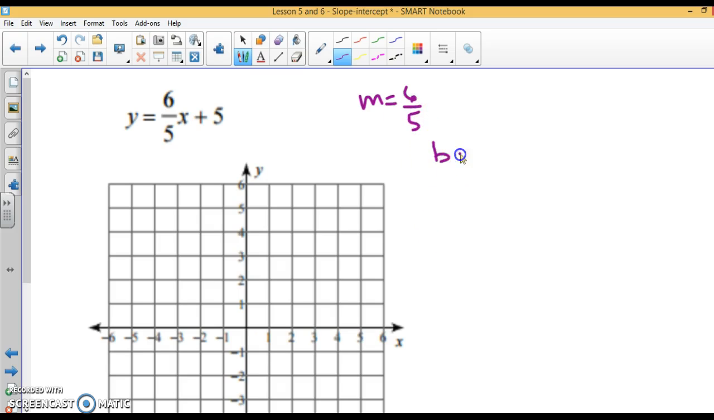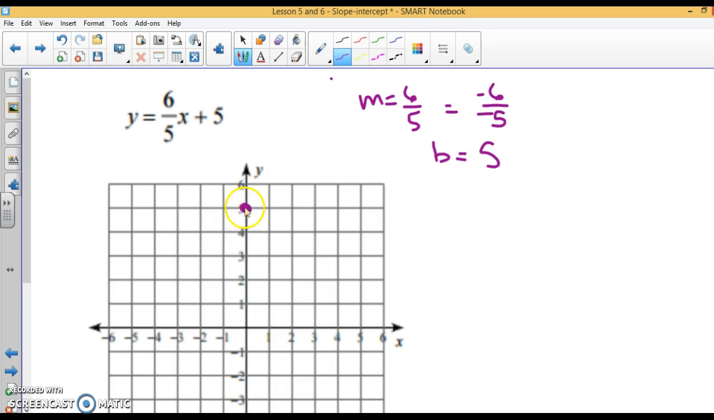One more. My slope is 6/5. My y-intercept is 5. Now, this one is interesting because I provided you a grid. So if I go up 6 and over 5, my point's going to be somewhere up in here. Well, do you guys agree that I could write this -6 over -5? Isn't that still 6/5?